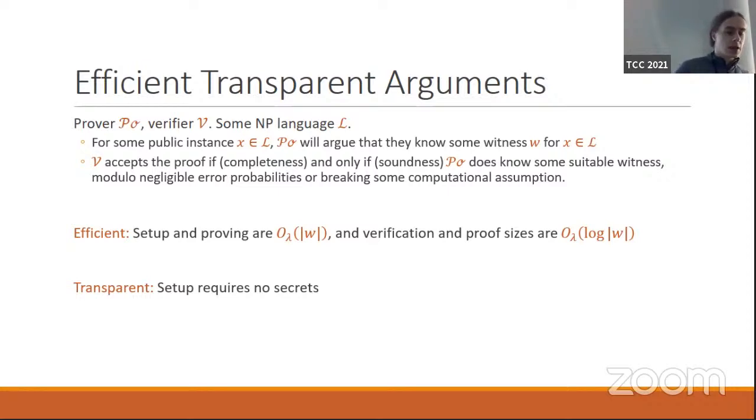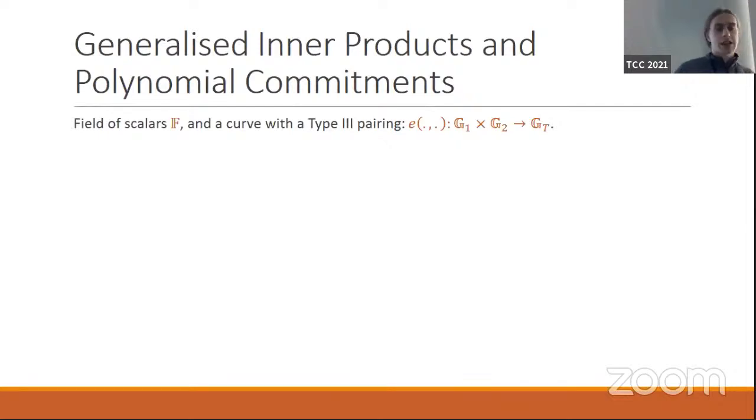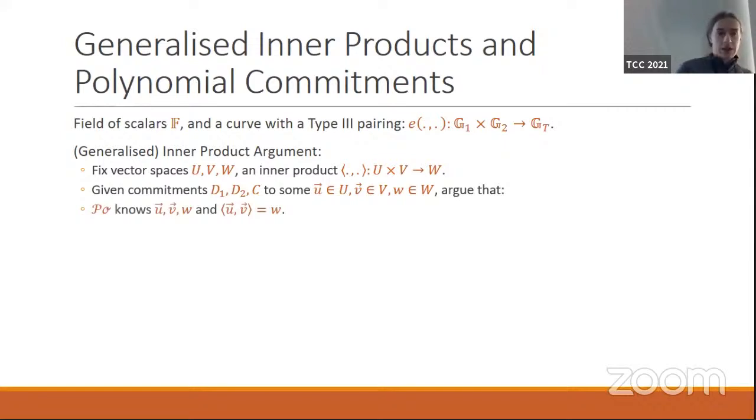And the other statement is that we need these systems to be transparent. That means that the setup can't have secrets. So, for example, you can't use Kate-style commitments where there's some KOE and some secret exponent. So, what's the setting? Field scalars, we're going to have some curve. We're going to need a pairing.